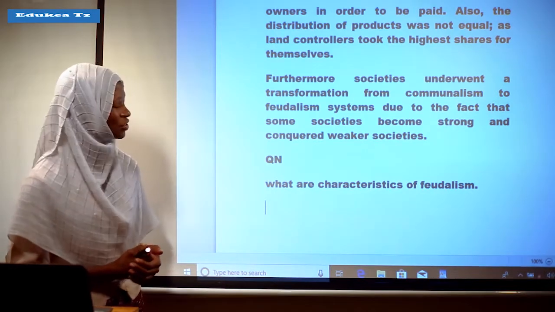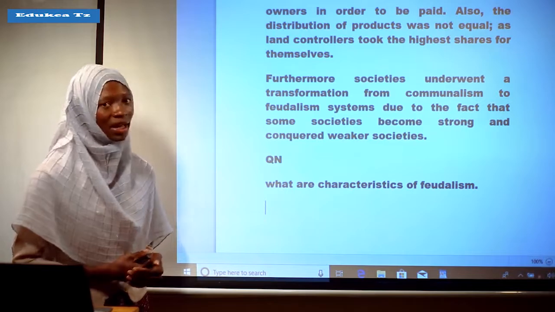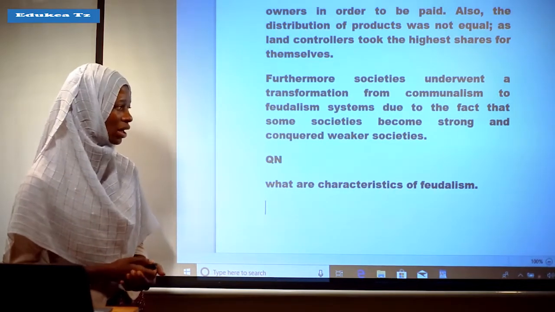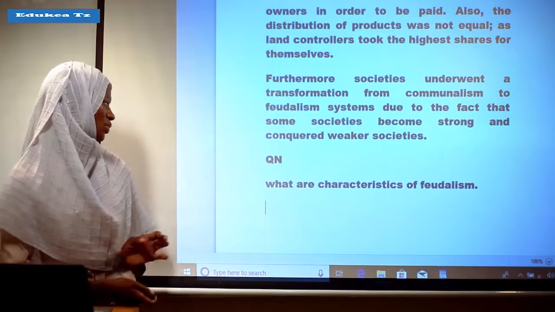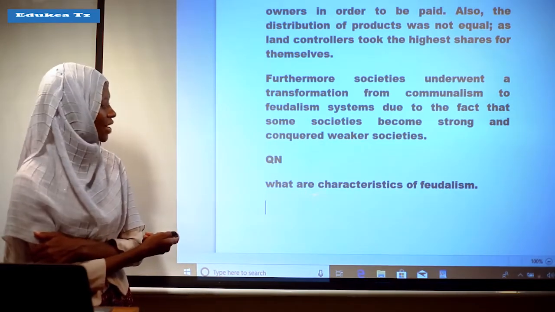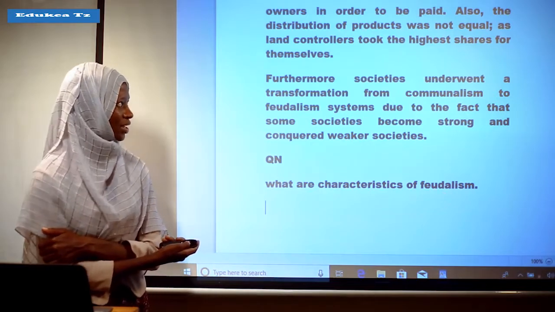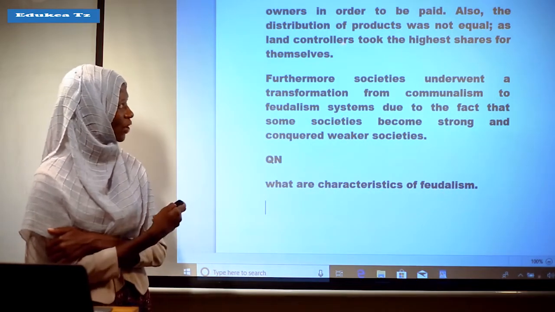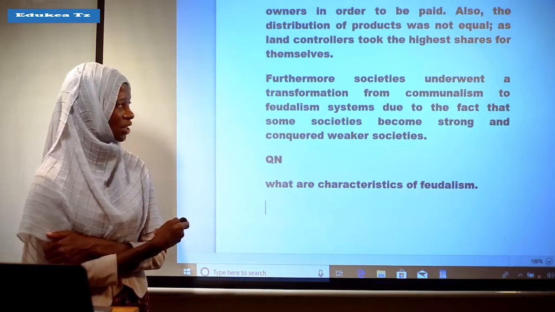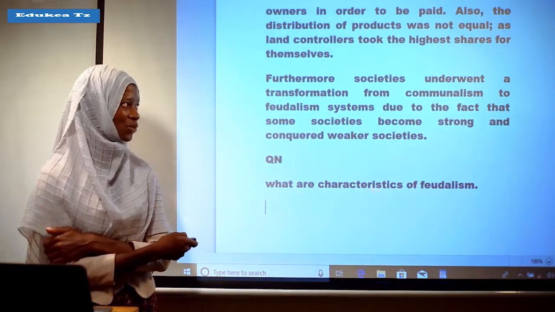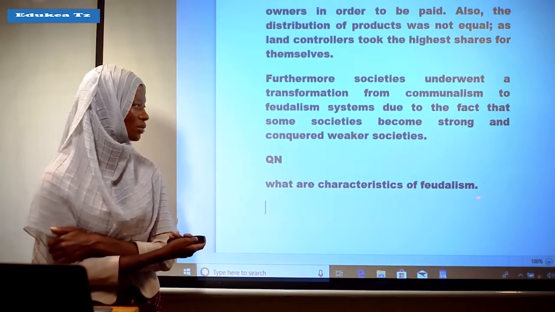Up to there it will be short, but I hope that you have understood what feudalism is about. Now let me leave you with this question: what are the characteristics of feudalism? If you go through these notes and have followed me well, it will be easier for you to tackle this question.